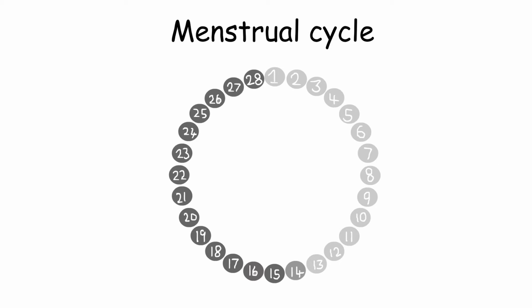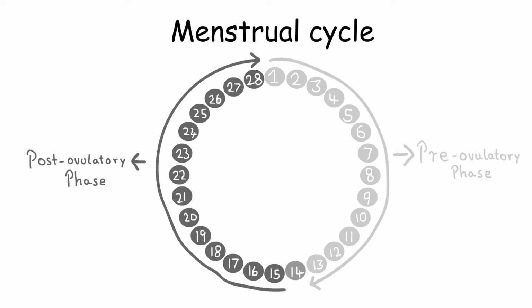The menstrual cycle on average lasts for 28 days and it can be divided into two halves, pre-ovulatory and post-ovulatory. Pre-ovulatory is the phase of the cycle which occurs before ovulation and post-ovulatory is the phase of the cycle which occurs after ovulation. Ovulation occurs on day 14 of the cycle, so pre-ovulatory would be day 1 to 13 and post-ovulatory would be day 15 to 28.